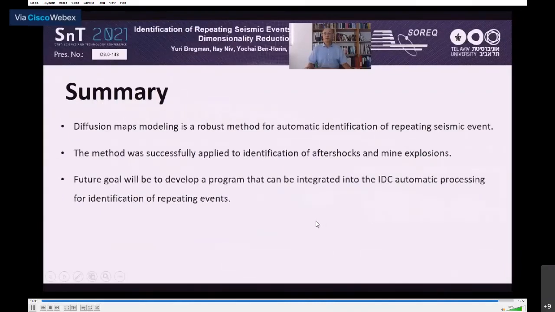Summary. Diffusion maps modeling is a robust method for automatic identification of repeating seismic events. The method was successfully applied to identification of aftershocks and mine explosions. Our future goal will be to develop a program that can be integrated into the IDC automatic processing for identification of repeating events. Thank you very much for your attention.